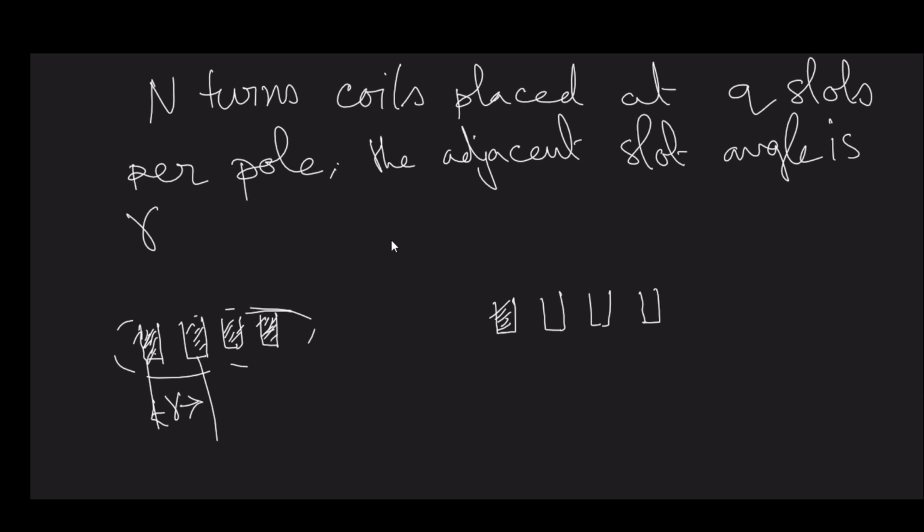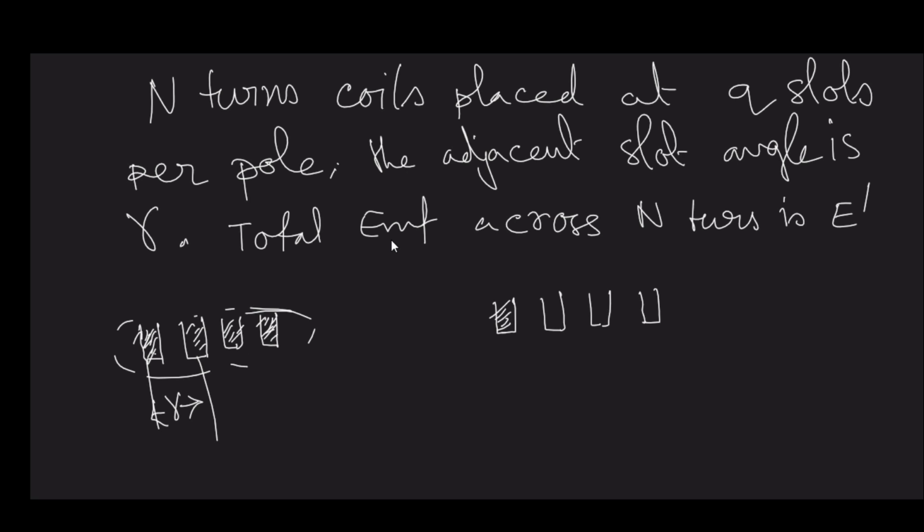Now the adjacent slot angle in electrical degrees is gamma; in that case it was 30 degree and now it is gamma. Let us have q number of slots here. If N turn coil, total EMF induced across these N turns is E dash, then what about the individual slot combination? By the unitary method, it will have E dash by Q.